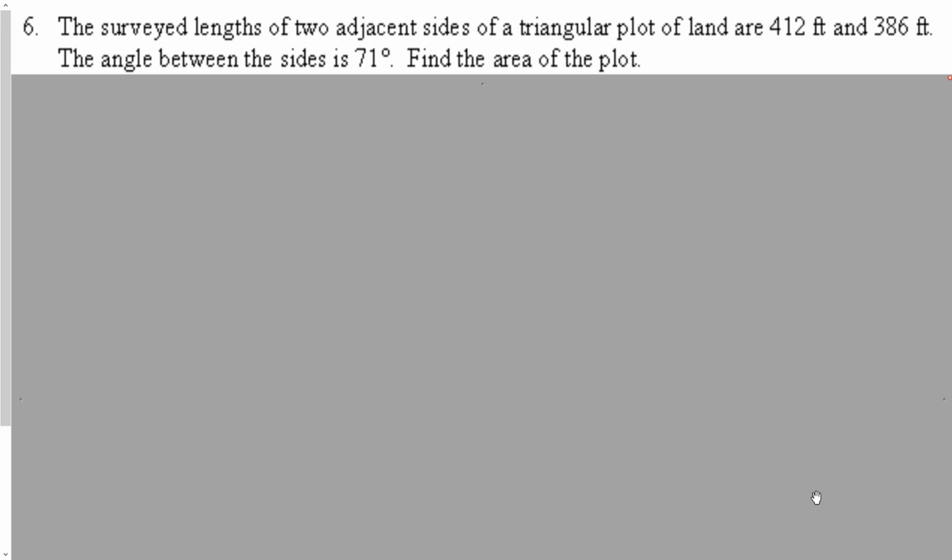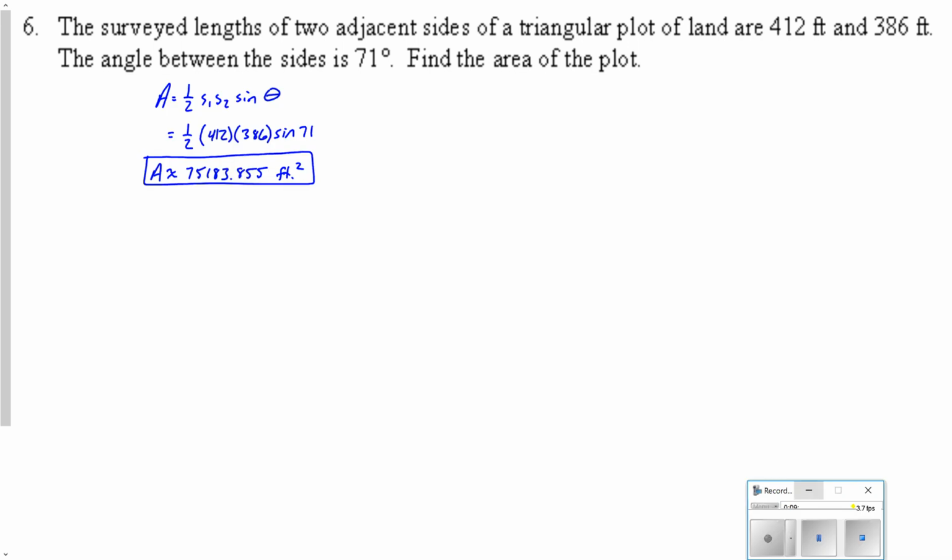Okay, now I'd like you to read through number 6 and find the area of the plot that is described here. So here we're told that we have a triangular plot and we're given 2 side lengths, and then we're told that the angle between them is 71 degrees. It's another way of describing what we refer to as the included angle. So we would be able to use the formula 1/2 side 1 side 2 times the sine of theta. Plugging all of our values in, we would have 75,183.855 square feet for our area.